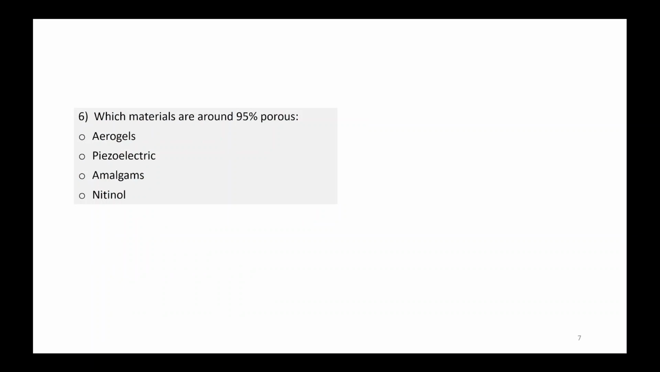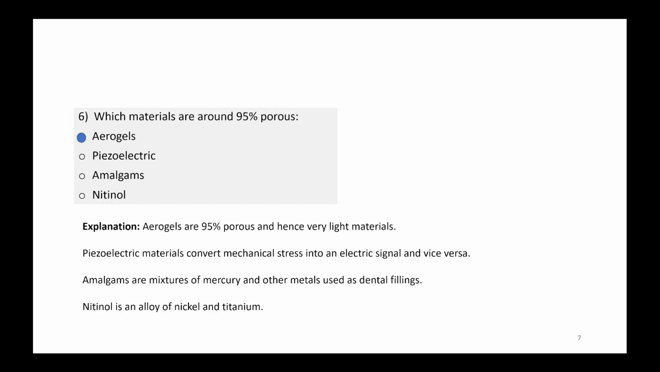Now question number 6. Which materials are around 95% porous? First is aerogels, second is piezoelectric materials, third is amalgams, fourth is nitinol. Out of these, which one do you think has 95% porosity in them? So the answer will be aerogels, and we can explain it by saying that aerogels are 95% porous, as the name suggests, and hence they are very light materials.